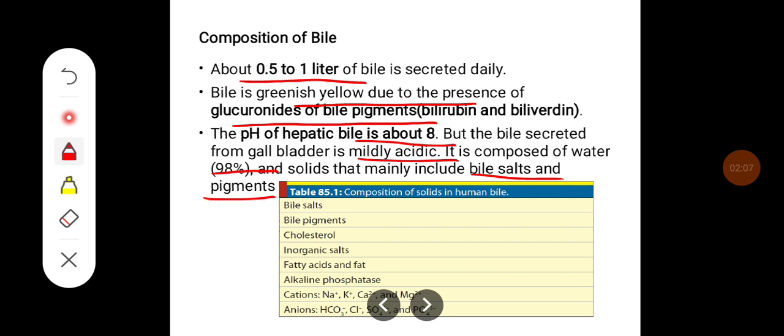It is composed of water 90% and solids that mainly include bile salts and bile pigments. So if you see the composition of human bile, it has bile salts, bile pigments, cholesterol, inorganic salts, fatty acids and fat, alkaline phosphatase, cations like sodium, potassium, calcium, magnesium, anions like bicarbonates, chlorides, sulfates and phosphates.